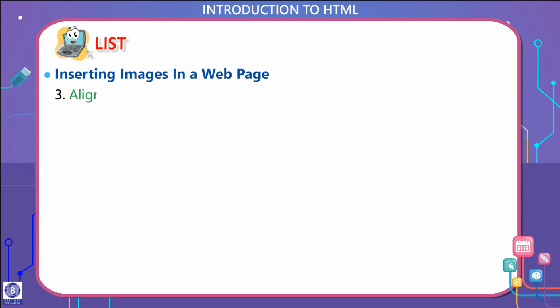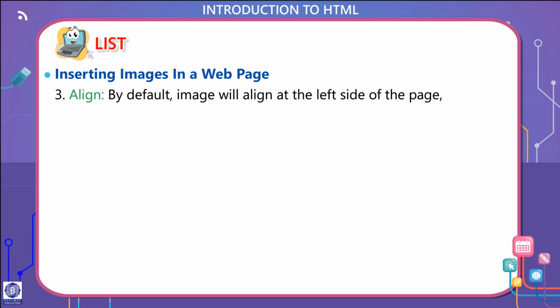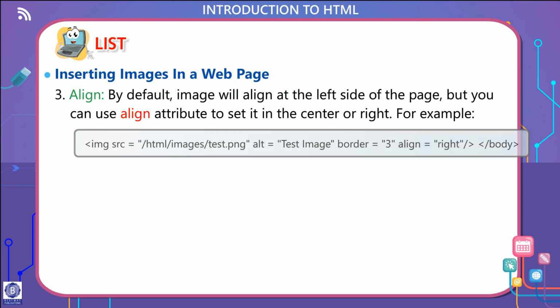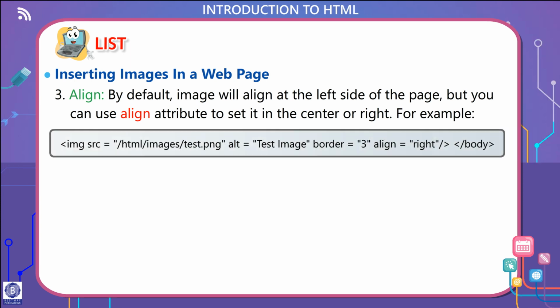Third one is align. By default, image will align at the left side of the page, but you can use the align attribute to set it in the center or right. For example, <img src="/html/images/test.png" alt="test image" border="3" align="right" /></body>.